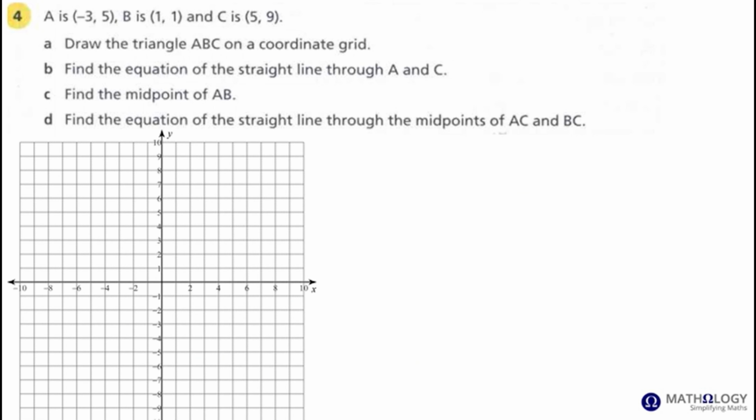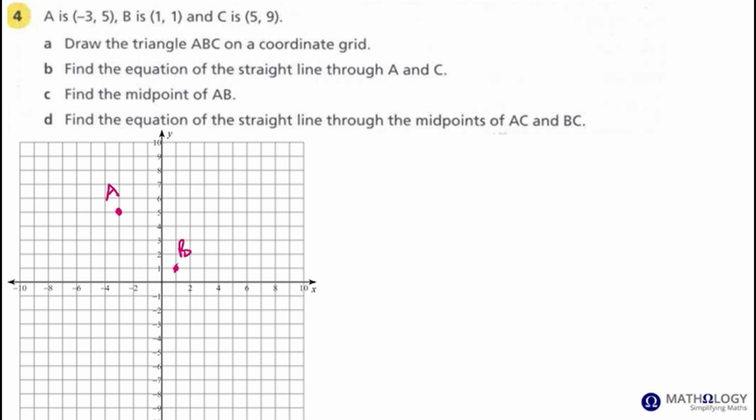Question 4. A is the point (-3, 5). B is the point (1, 1). C is the point (5, 9). Draw triangle ABC on a coordinate grid. Okay, so whenever you are required to sketch diagrams, always use grid or graph paper. Okay, so A is (-3, 5). So -3 on the x, 5 on the y. So this is where A is. B is (1, 1), which is over there.